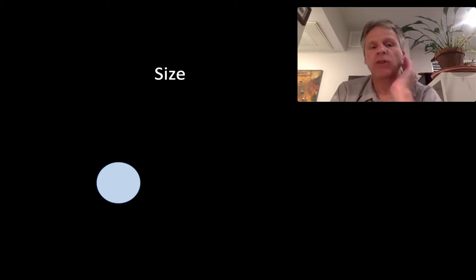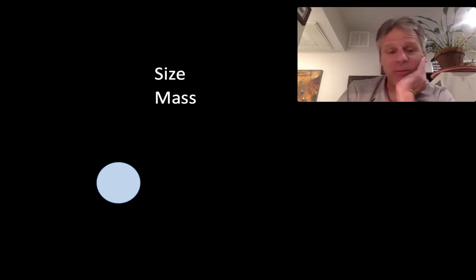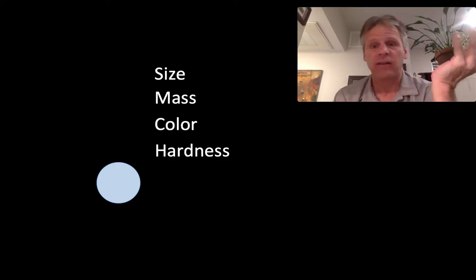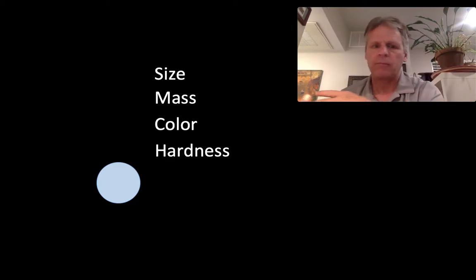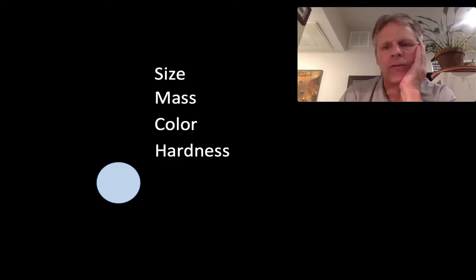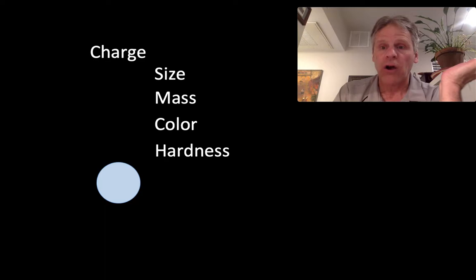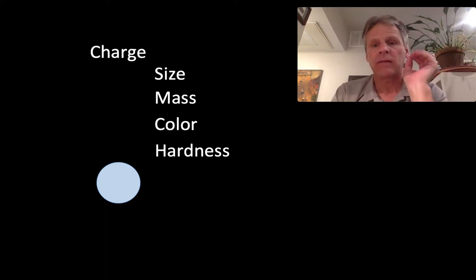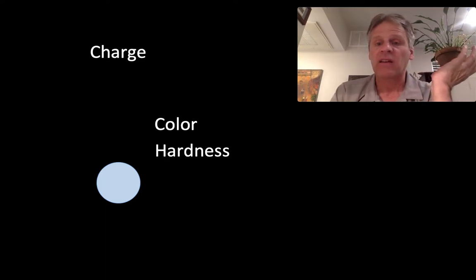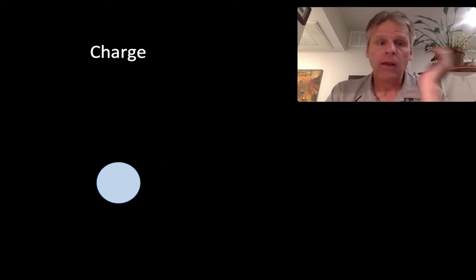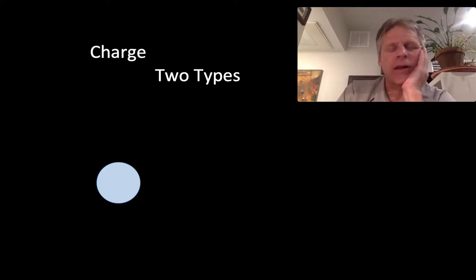So here's some object. It has a size, it has mass, has color, has hardness, has density, has brittleness. I mean, there are all sorts of quantities that were observable. But then it turns out that there's this one other, which is called charge, and it is not related to size, mass, color, hardness. It's a completely separate quantity.